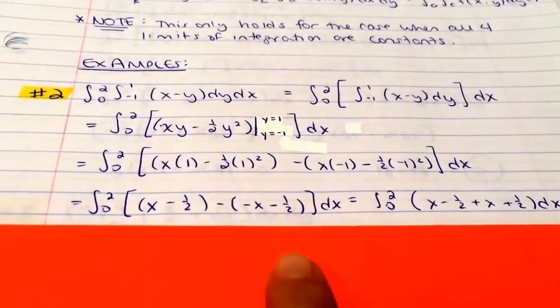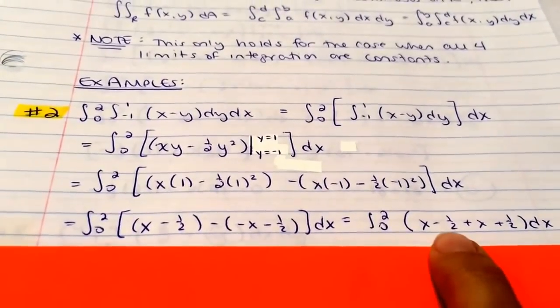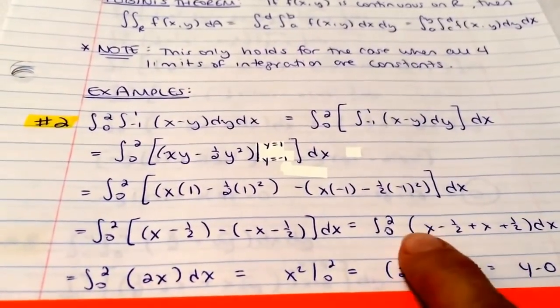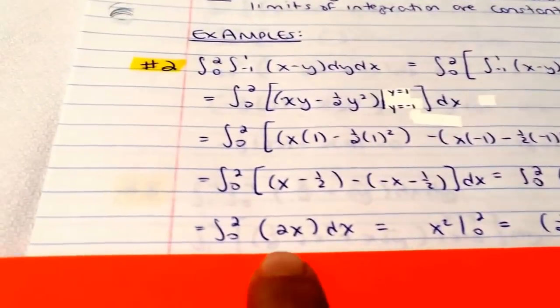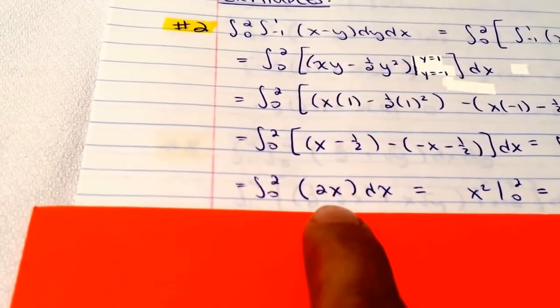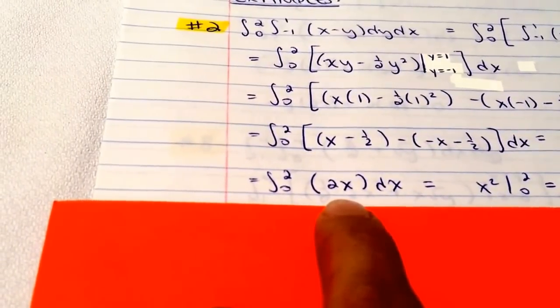And so then here, you're distributing the negative. And then notice you have negative 1/2 and a positive 1/2, so those will cancel. You have x plus x, and it's 2x. And then now notice, now that you're finished with that integral, this is just a regular Calc 1 integral. So the second integral that you do is just a regular Calc 1 integral.